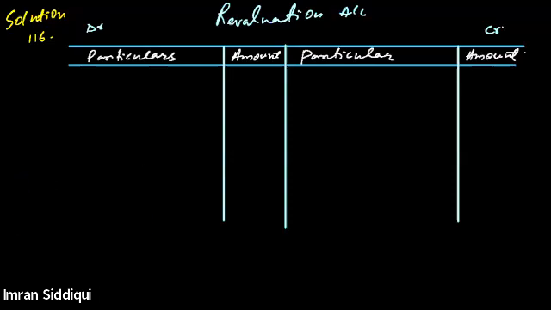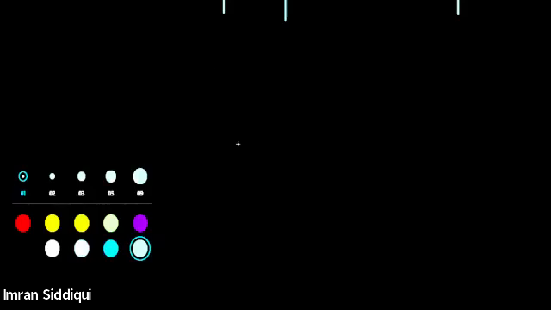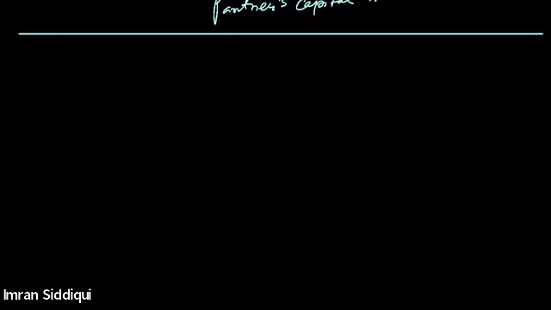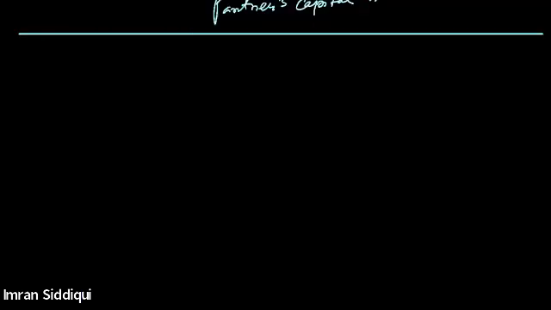Okay, then after this, we need to prepare partners capital account. Let's just also prepare the format for that. How many partners are there? There are, okay, so there are only two partners, Madhu and Vidhi.